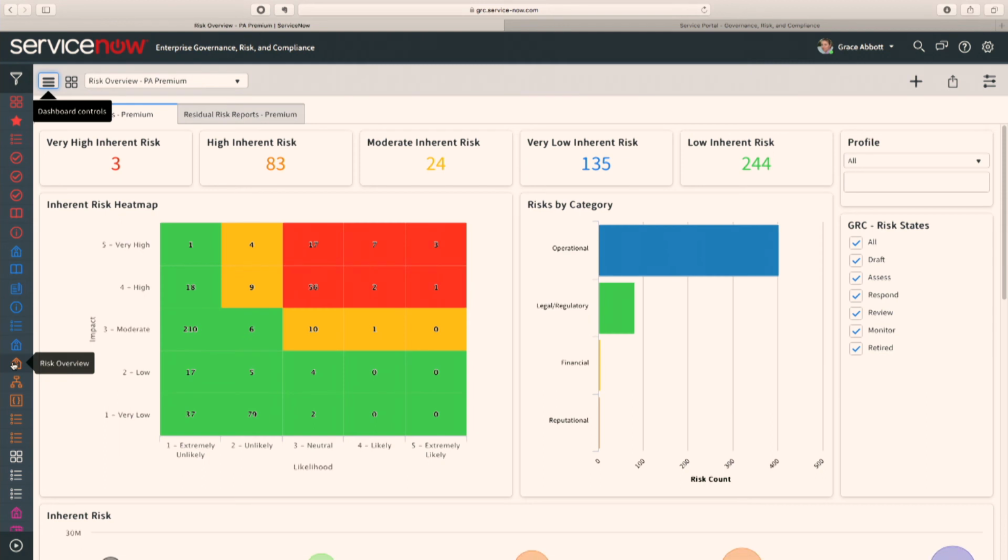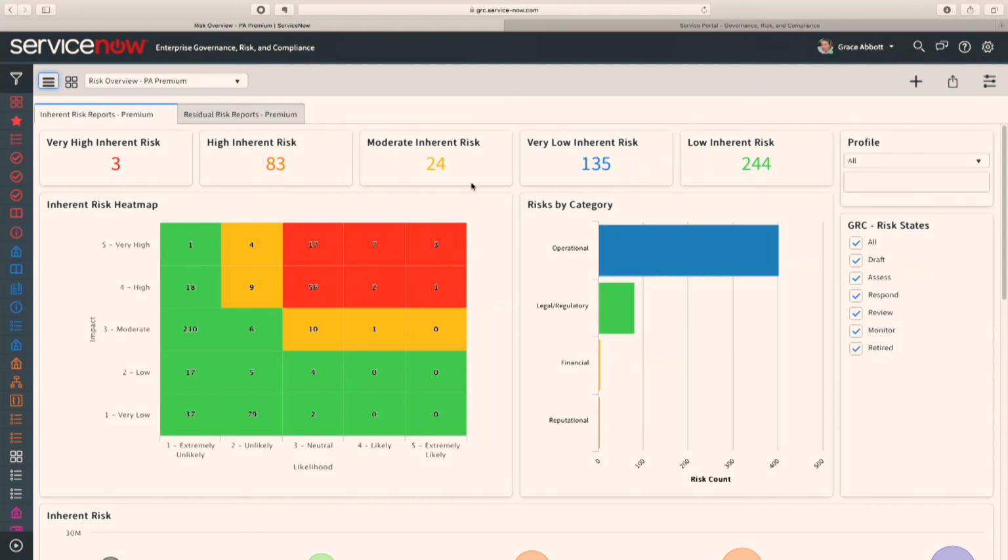As we move into the risk application, our risk dashboard is going to give us visibility into the quantitative or the qualitative risk scoring methodology that we adopt, and we can see that from an inherent and a residual perspective. So from an inherent perspective, whether it's a qualitative approach, we can see the impact and the likelihood and all of the risks that we have in an organization on our heat map.